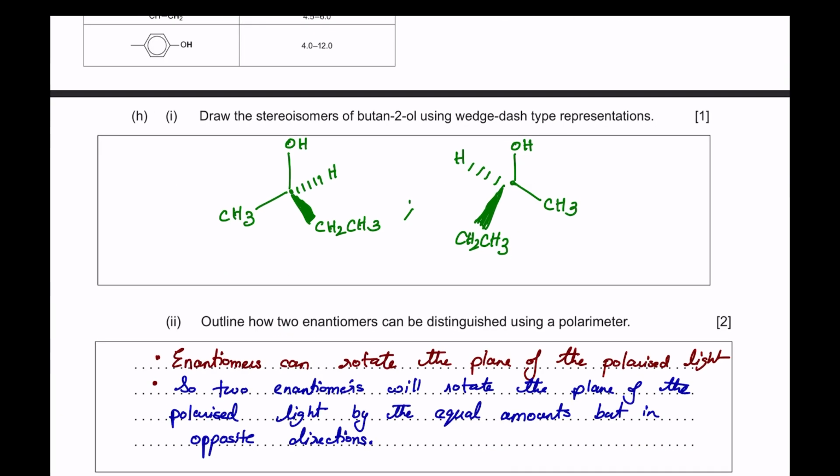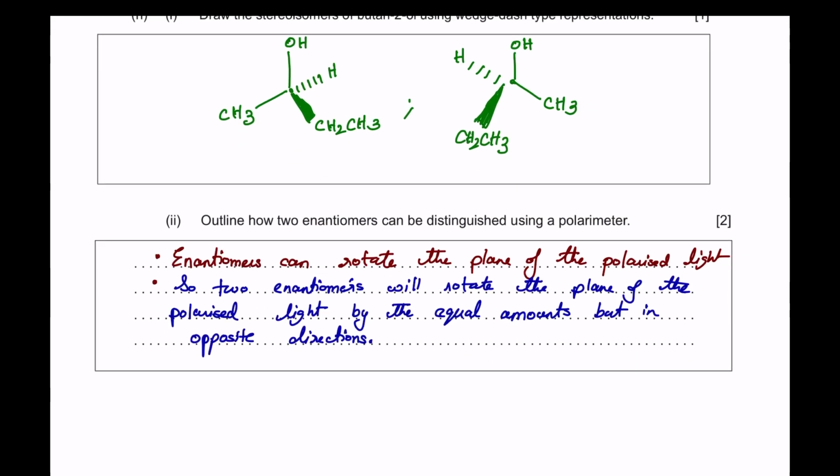The next one is we have to draw the stereoisomers of butanol using wedge and dash representation. So this will be your stereoisomers. This is the first isomer. The second isomer will be a mirror image of this one. So you will end up with this structure.